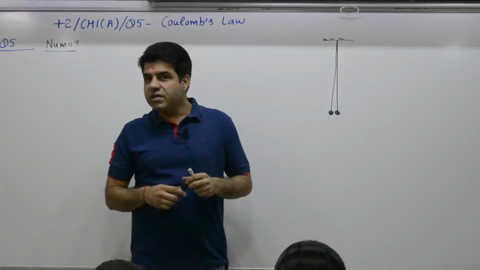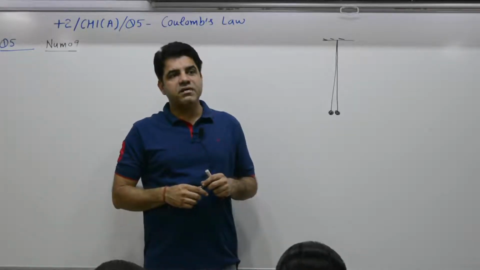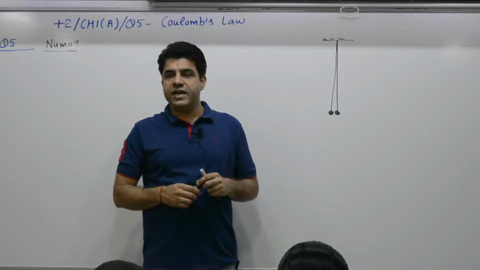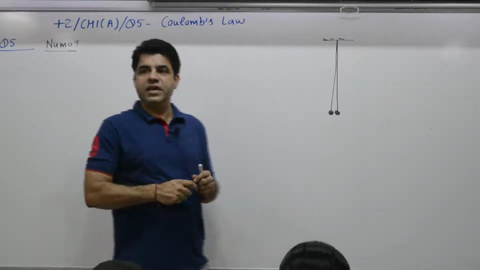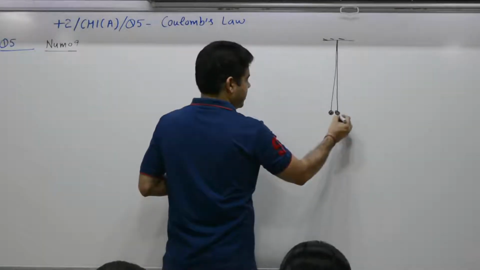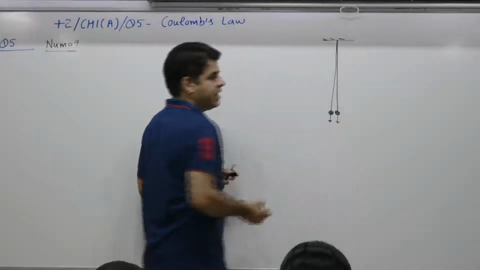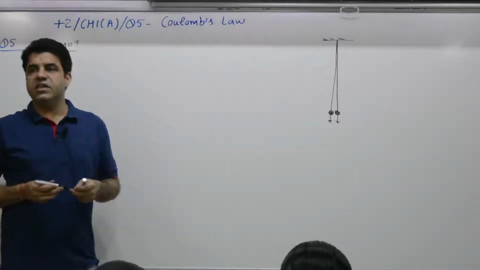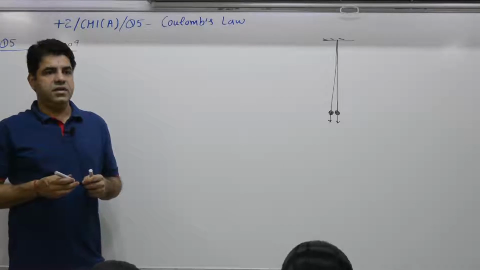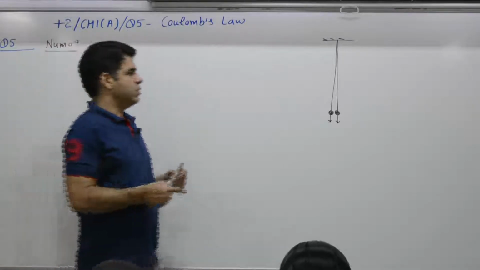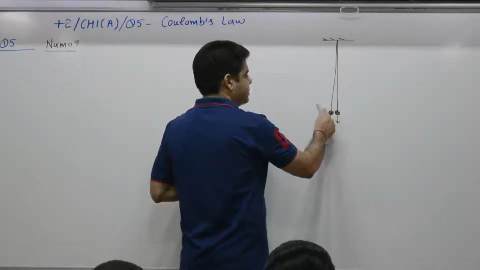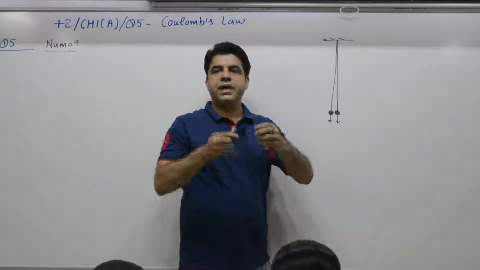Because of gravity. Mg, weight, acts downwards. Mg, given g is 9.8, acts downwards. Now, if you charge the two, positive charge on this, the two will repel.